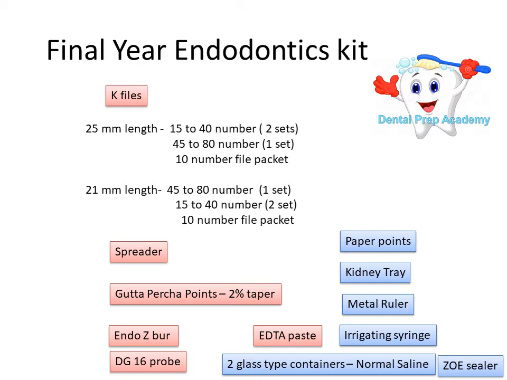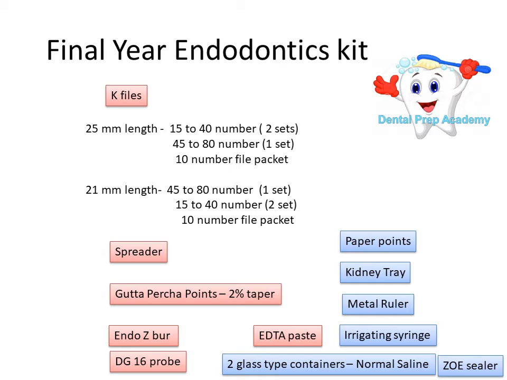Now after deciding upon the length of the file, you need to buy the number of files. So we know that file numbers begin from 6, 8, 10 and like that it goes on. So instead of buying separate file packets, I would recommend you to buy assorted file packets. So assorted file packets, you can see they come in one packet. 15 to 40 number files can be found in one set, and 45 to 80 number files can be found in another set of files. So these two packets you can buy.